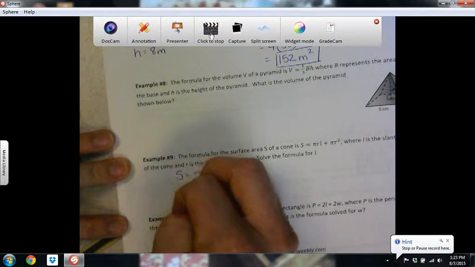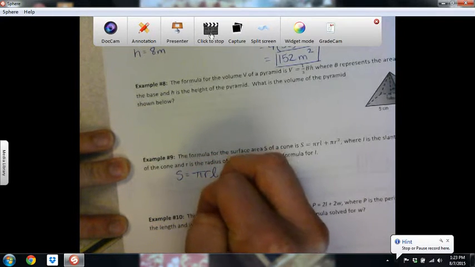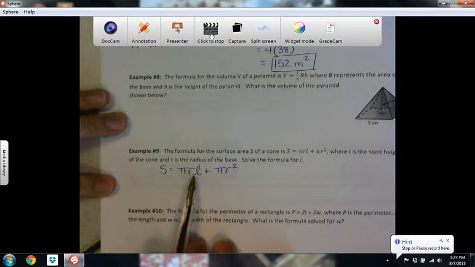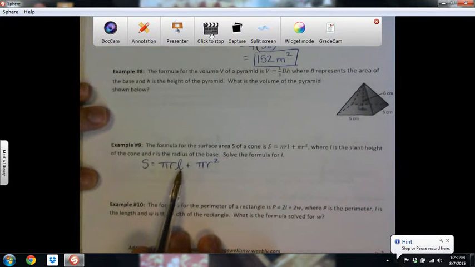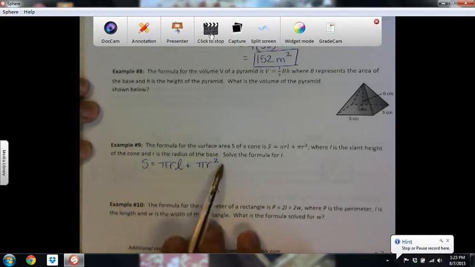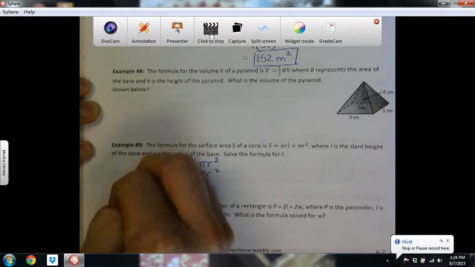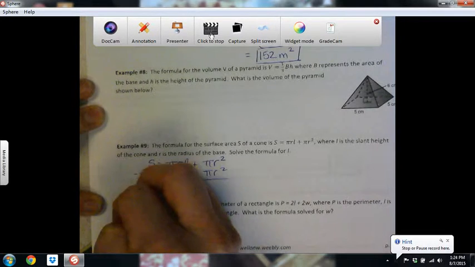So I want to take this formula and I want to solve it so that L is by itself. So if I want to solve for L, I want to move things away from the L. And this is going to require us to use reverse order of operations. Well, the last thing that you would do in order of operations is add and subtract. So I'm going to get rid of the thing that's being added to the L. So I'm going to subtract it. So minus pi r squared on both sides to keep our equation in balance.